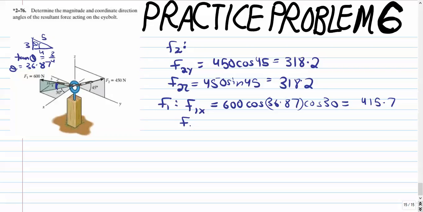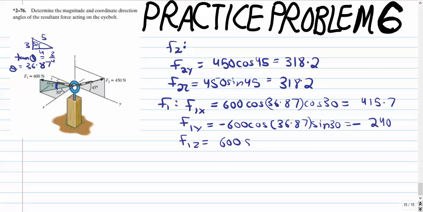Moving on to the y component, we get negative 600 cos of 36.87 of 3 degrees, and we get negative 240. Lastly, for the z component, we can simply do 600 sine of 36.87, and we get 360 newtons.